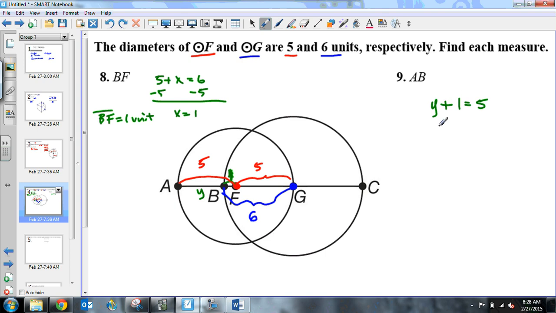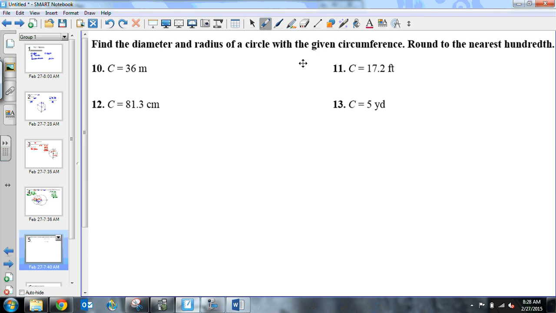Okay, so I can set up an equation. I can subtract 1 from both sides, and I end up getting that y is equal to 4 units. Okay, so I know that segment AB is equal to 4 units. Okay. All right, let's take a look at numbers 10 through 13.